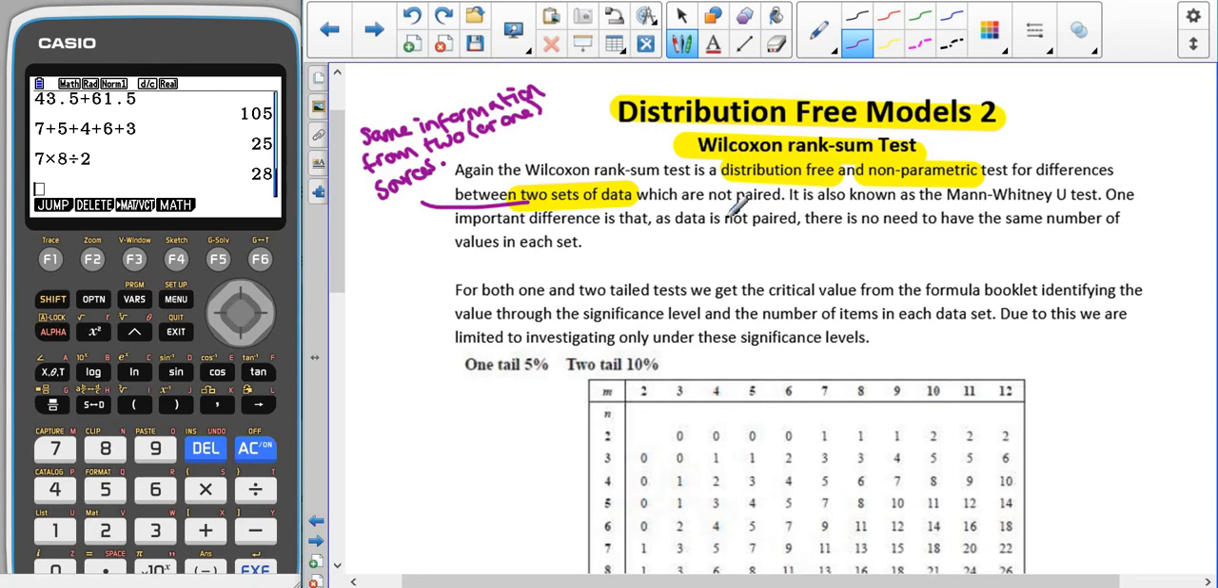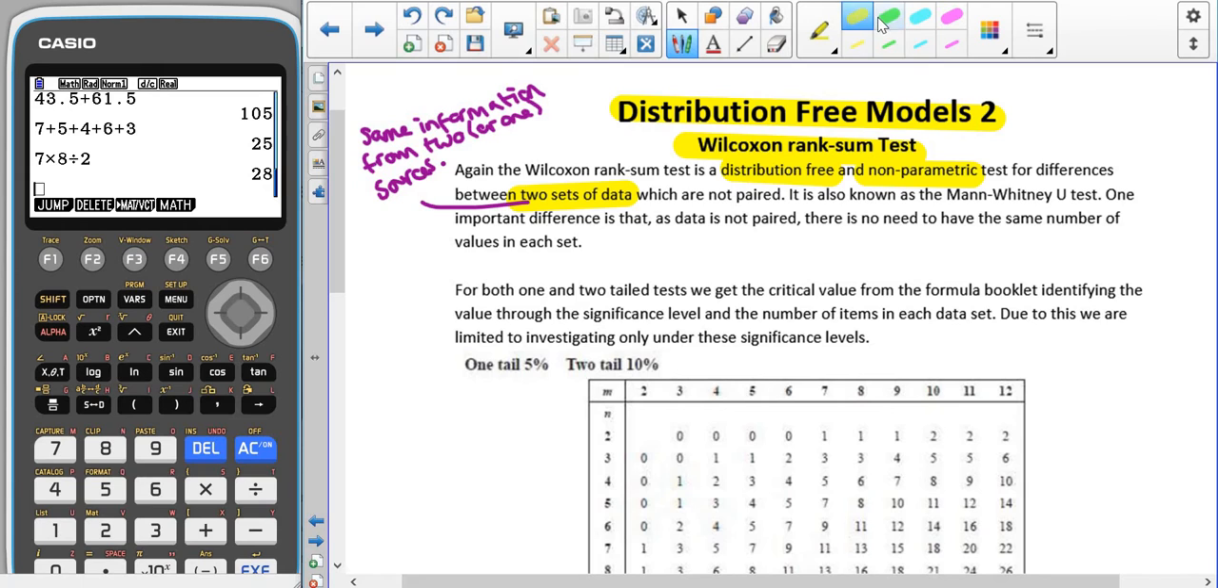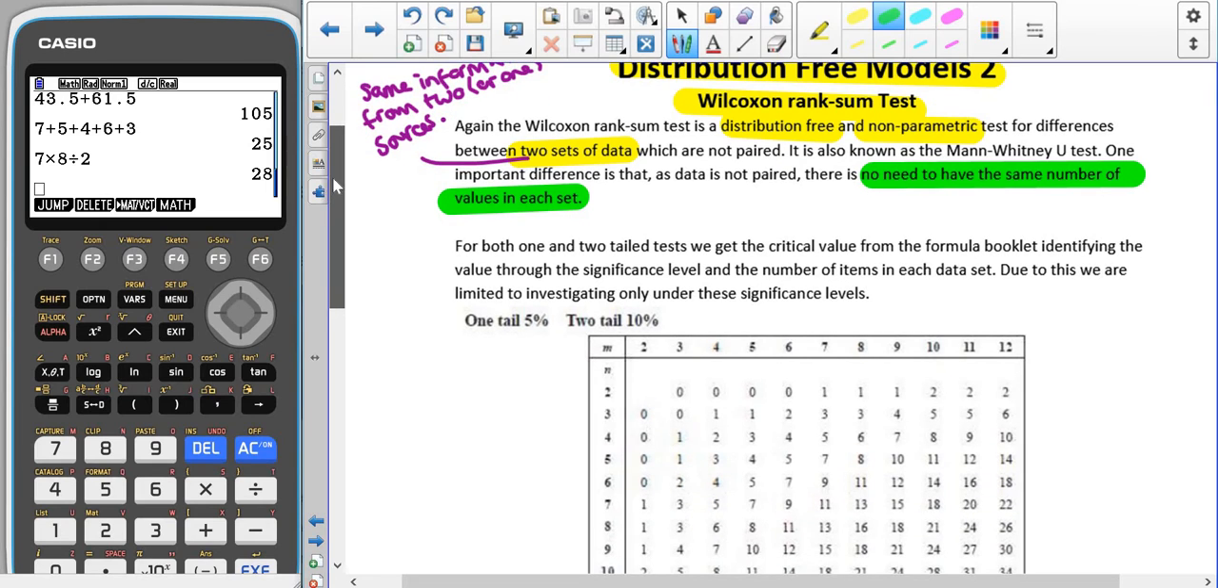One important difference is that as the data is not paired, there is no reason to have the same number of values in each set. And that's quite a big giveaway with this test. Not only is the data not paired, so there's nothing linking the values together, but also quite a lot of the time there's no need for the same number of values in each set. And it's the only hypothesis test that we've had a look at so far where you can have different sample sizes. So for both one and two-tailed tests, we're going to get our critical values from our formula booklet again.